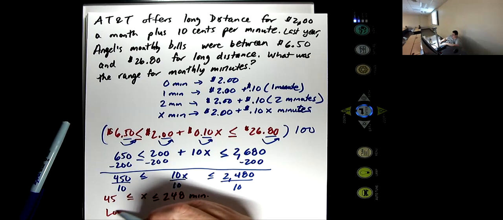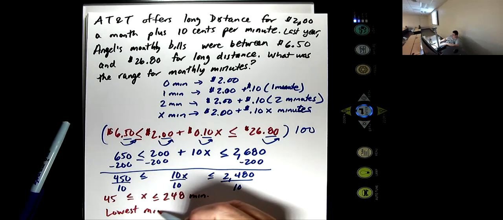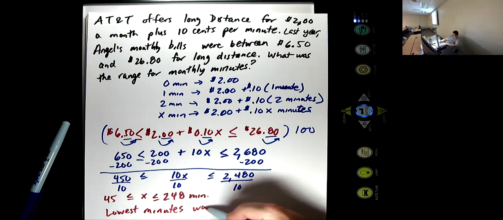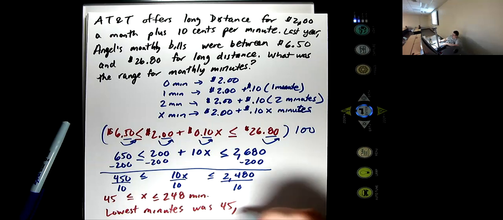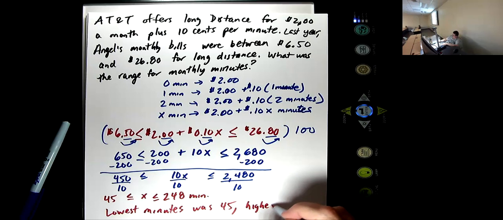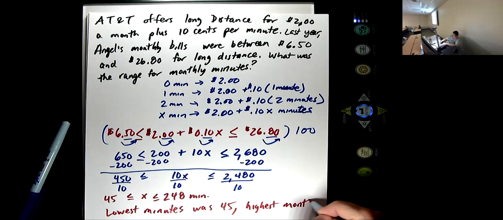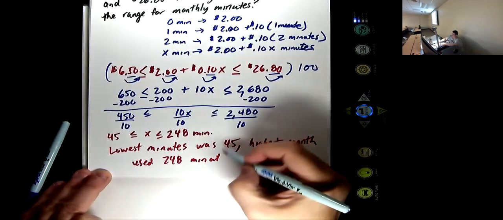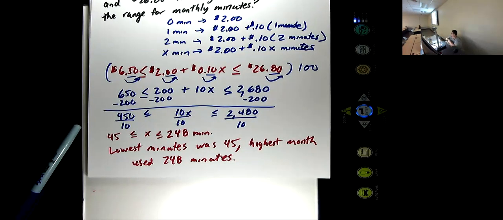So the lowest month had 45 minutes, and the highest month used 248 minutes. And that's all there is to that.